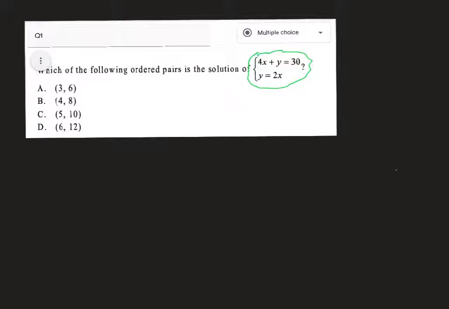So, for the answers, this one is the x value, and this one is the y value. We need to substitute these two values into the simultaneous equation to see whether this is satisfied. For example, if I substitute answer A, that is x equals 3 and y equals 6. Can these two equations be satisfied?